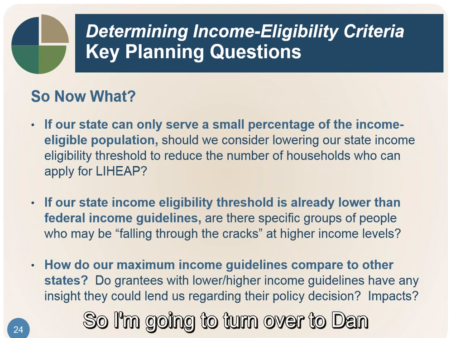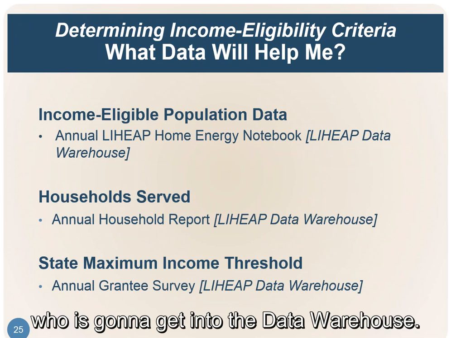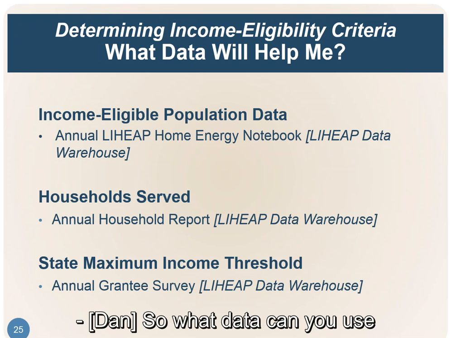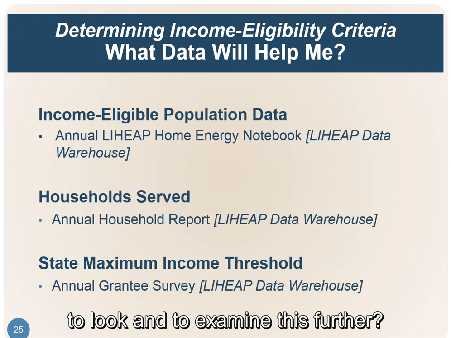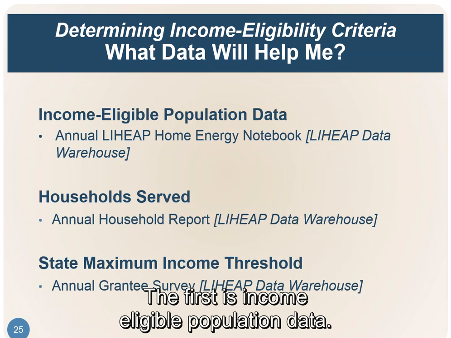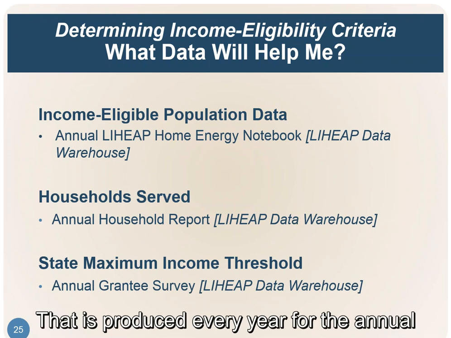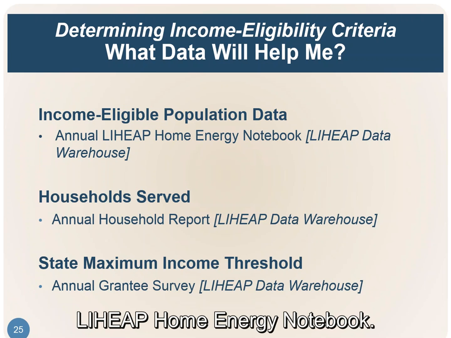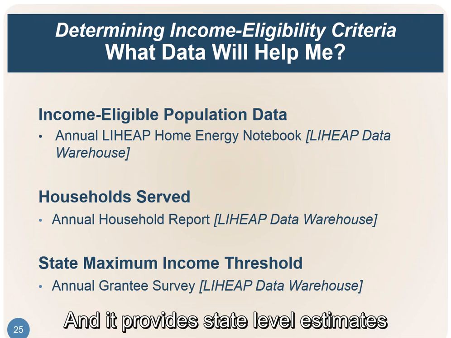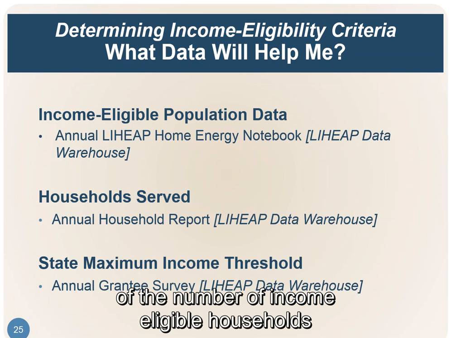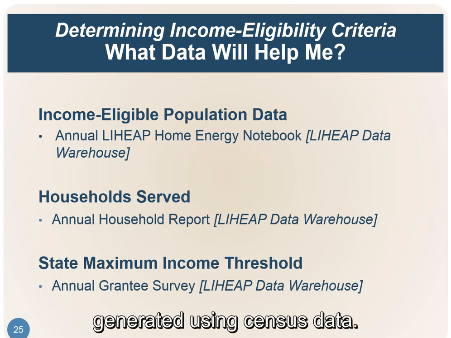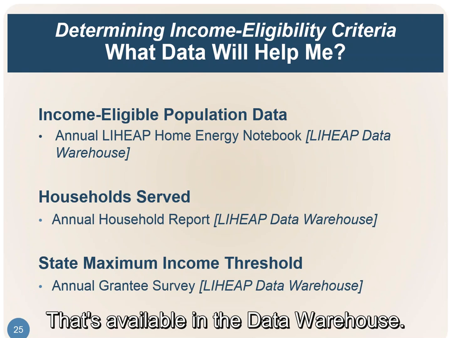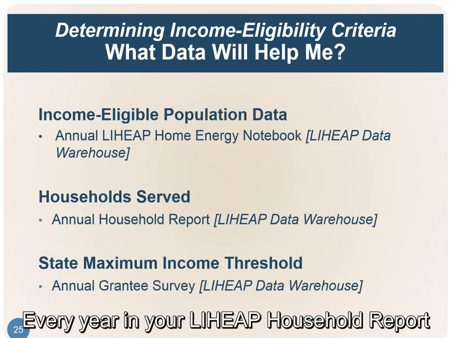So I'm going to turn it over to Dan, who's going to get into the data warehouse. So what data can you use to look at and examine this further? The first is income eligible population data. That is produced every year for the annual LIHEAP Home Energy Notebook, and it provides state-level estimates of the number of income-eligible households generated using census data. That's available in the data warehouse.